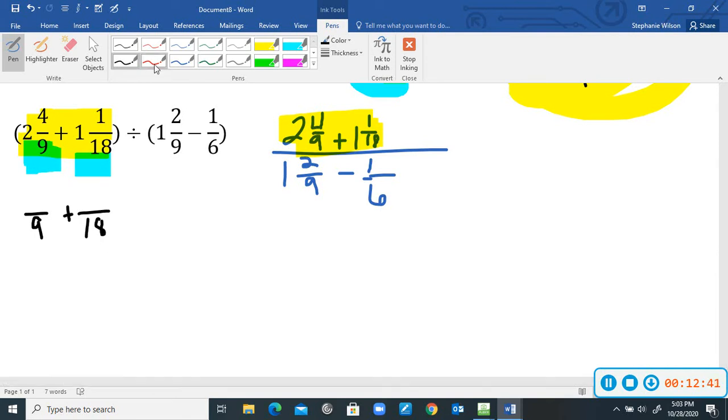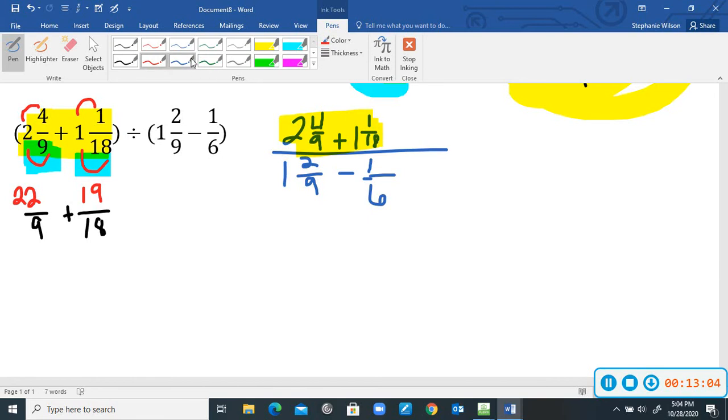So next I say, okay, 9 times 2 is 18. 18 plus 2 is 22. Okay, then I said 18 times 1 is 18. 18 plus 1 is 19. Alright, so we almost done here. So let's keep going straight down. That way we can keep them in the line.